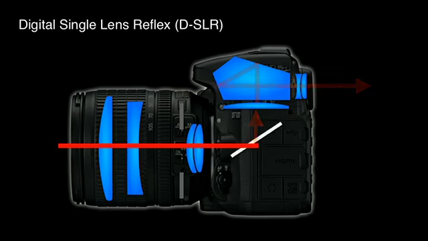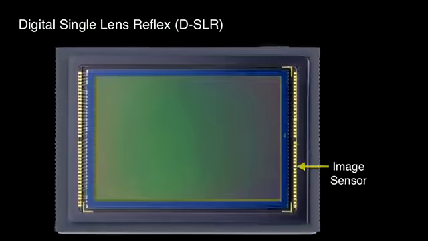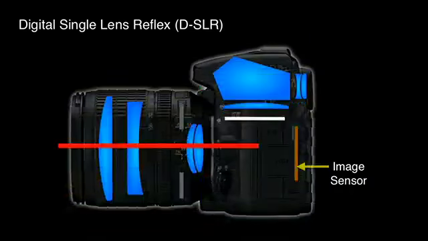Now when you press down on the shutter release, of course you need to get that mirror up and out of the way so that light can make its way back to the image sensor. And the image sensor is a huge part about cameras, and the 24 megapixel one in this is one that we'll talk a little bit more about in just a moment.